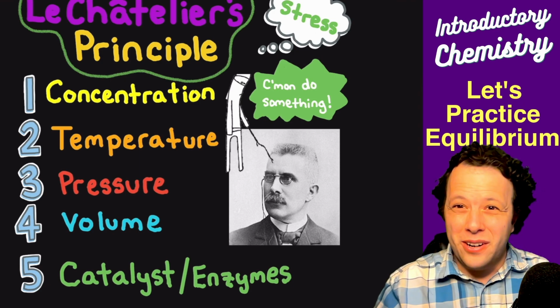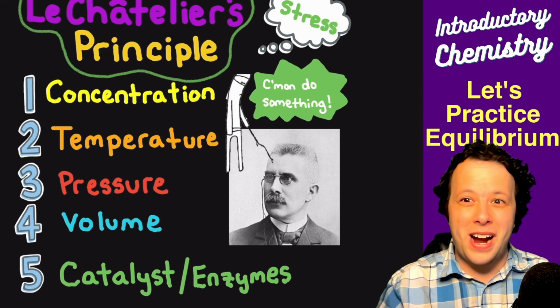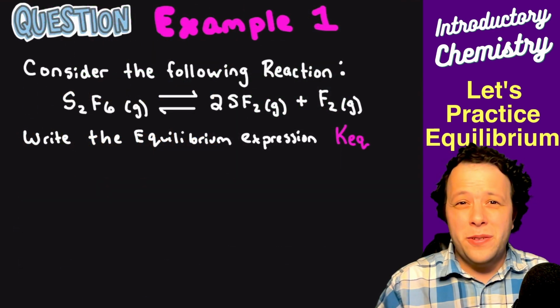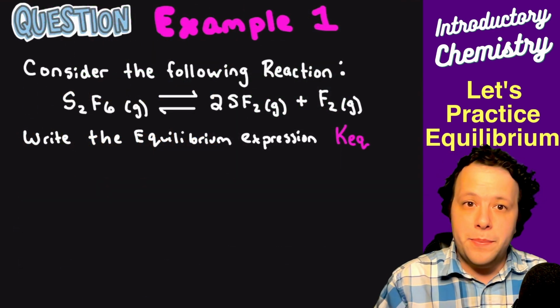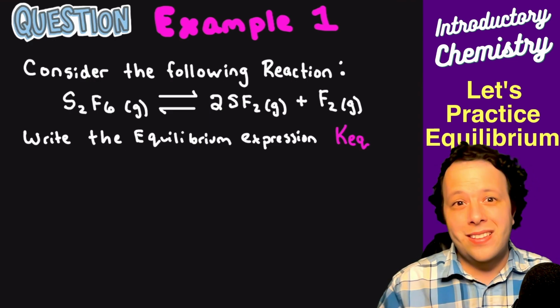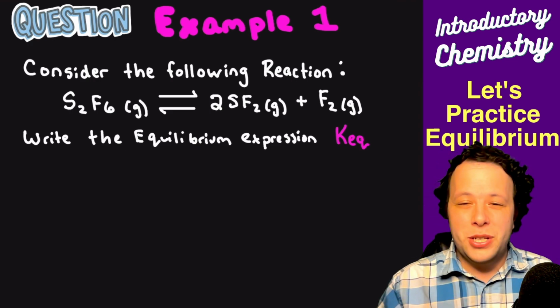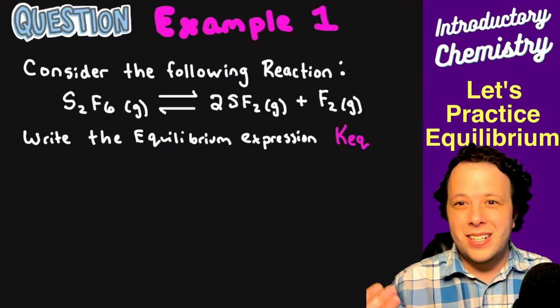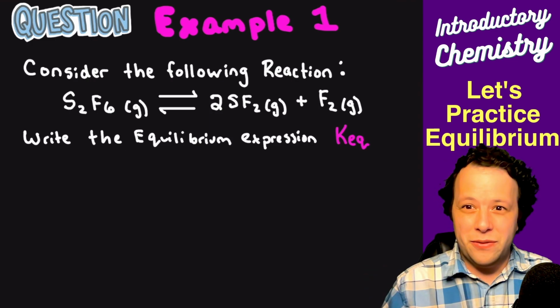So let's go look at our first problems and go through all the different practice and see exactly how we will conquer these problems. So for the first example, one of the most common problems you will get is it says consider the reaction, and then it asks you to write the equilibrium expression. So we have disulfur hexafluoride reacting to make sulfur fluoride and then fluorine gas.